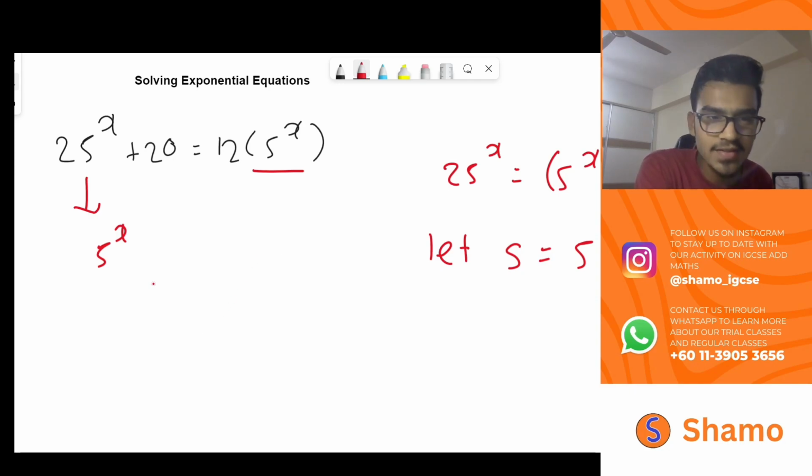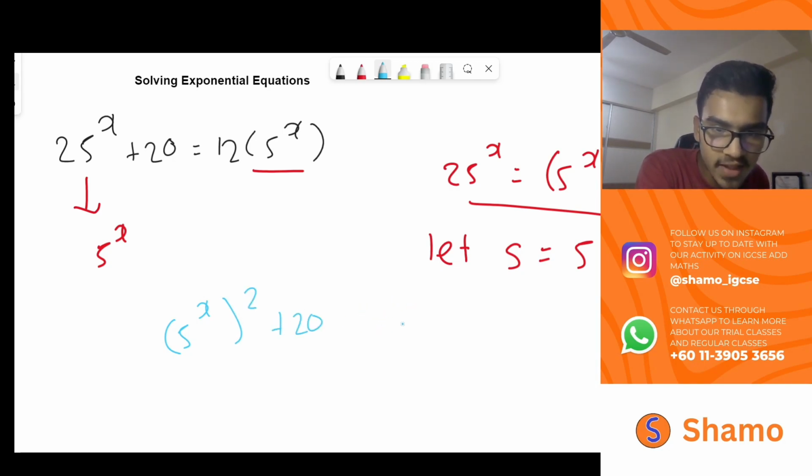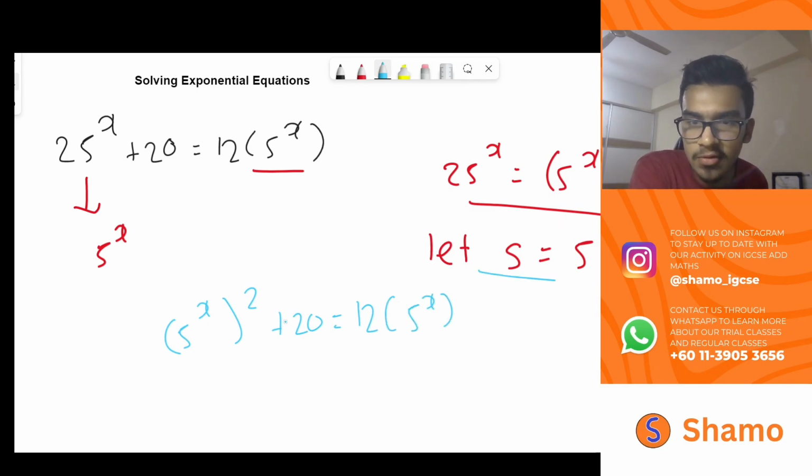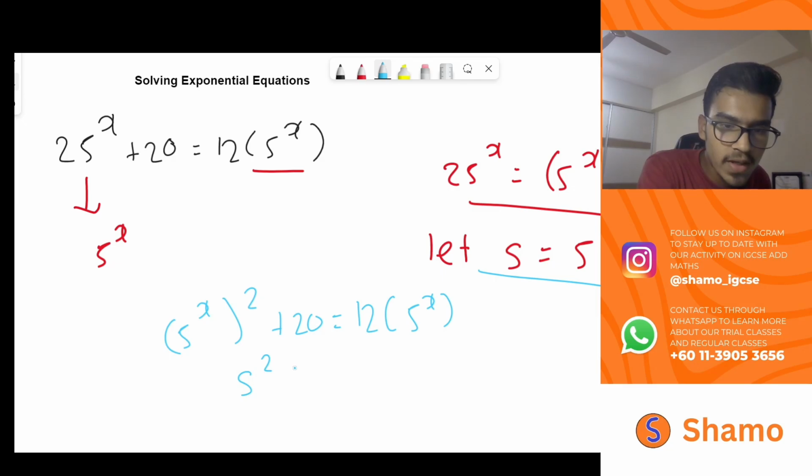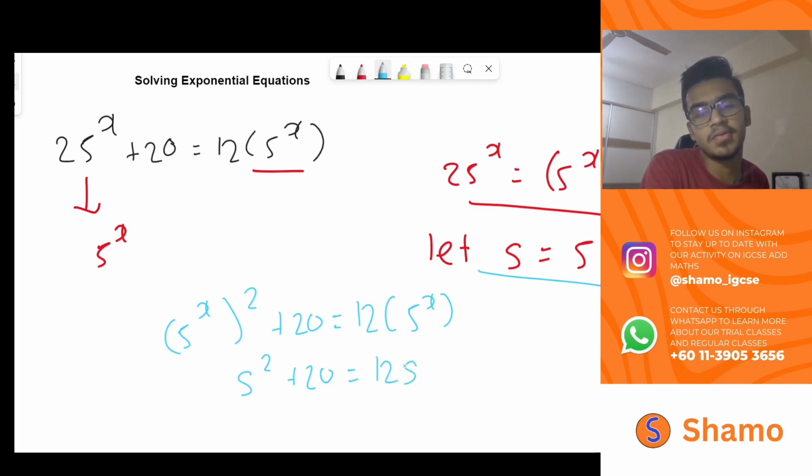Now what we are doing is, let me rewrite this equation. 25 power x is just the same as 5 power x squared. So let's use blue: 5 power x squared plus 20 is equal to 12 times 5 power x. Now, if I'm saying s is equal to 5 power x, I could just replace all the 5 power x with s, right? So this becomes s squared plus 20 is equal to 12s. This is the quadratic equation I was talking about.